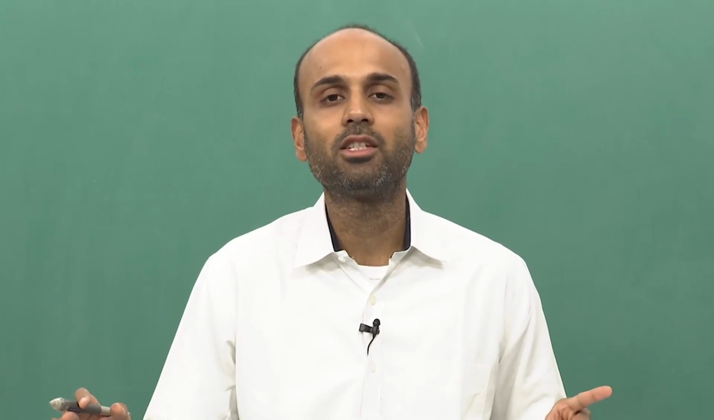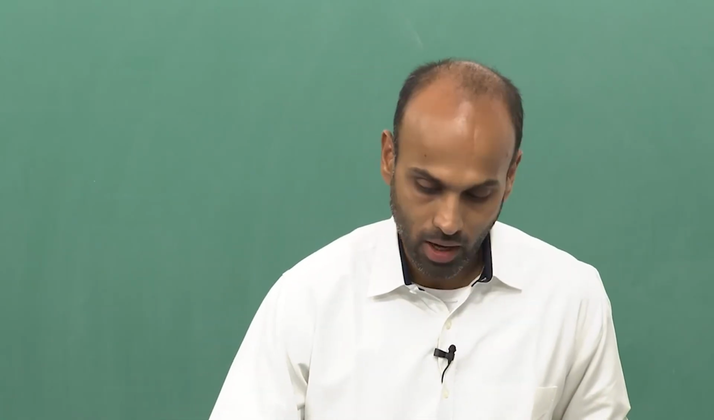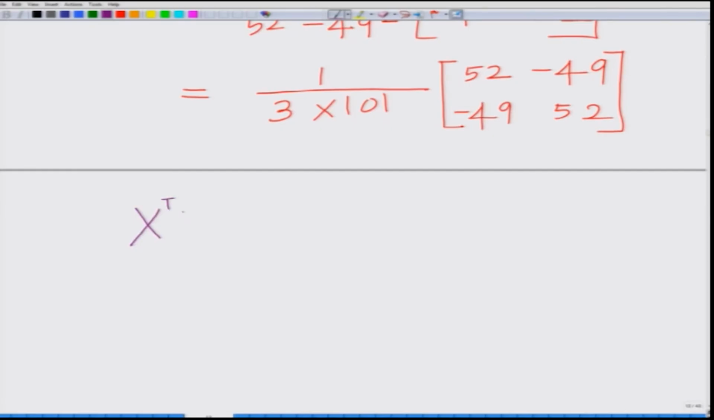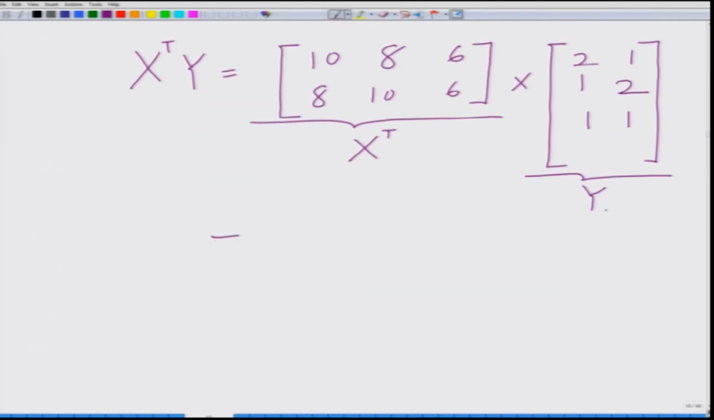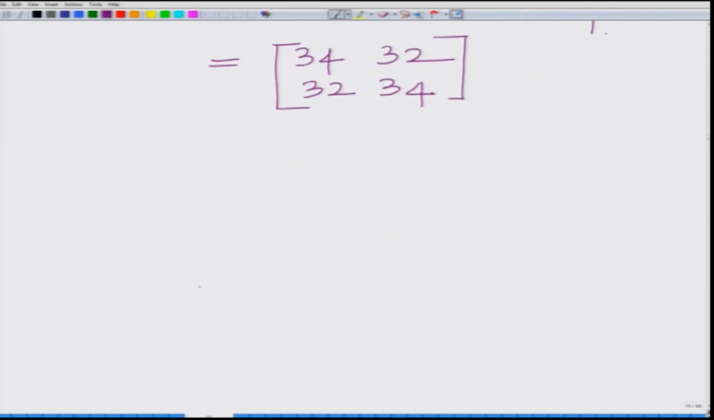Okay. Now, we will compute the other component, which is X transpose Y, and then you have to multiply by X transpose Y divided by R sigma square. So, now let us compute the other component X transpose Y. This is again X transpose, which is a 2 cross 3 matrix, 10 8 8 10 6 6, into your observation matrix Y, 2 1 1 2, which is 34 32, 32 34.